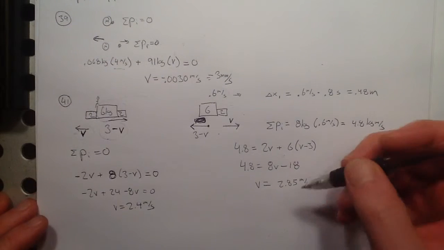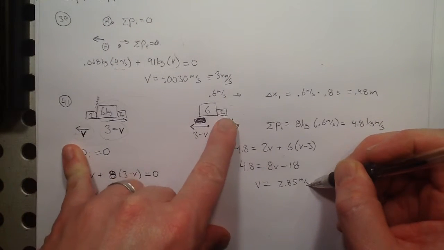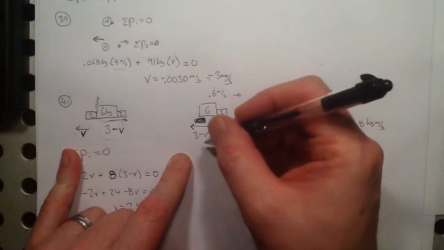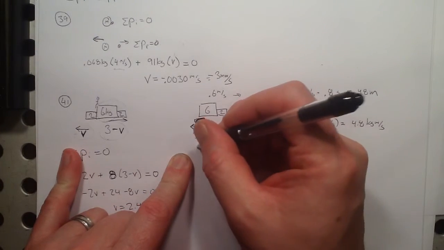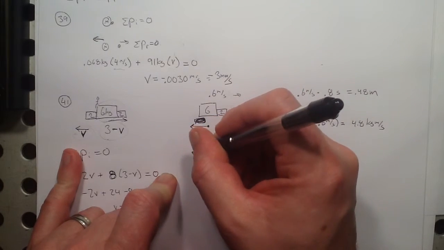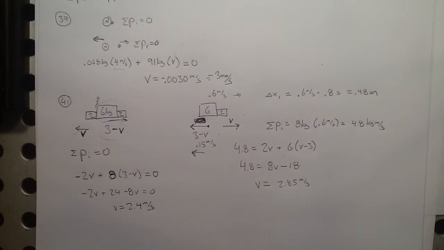So that's the velocity of this block in that direction. So this one is now going to have a velocity of 0.15 meters per second in that direction. Right? So we actually did choose right. It's just going real slow in that direction.